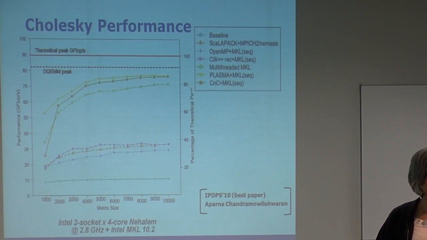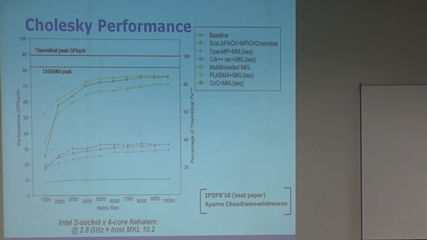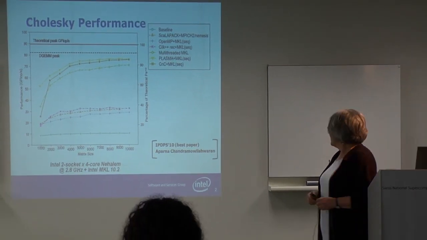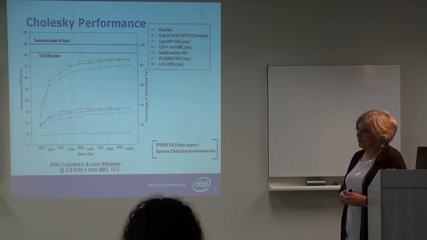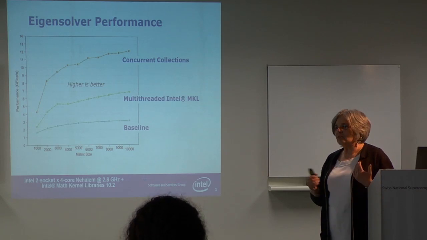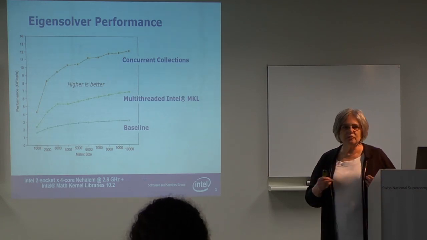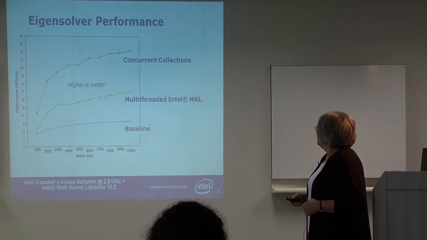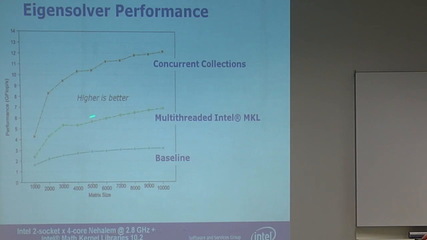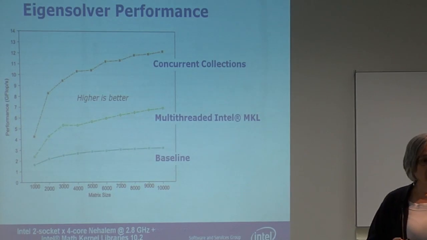PLASMA is being done at Oak Ridge. You probably know about PLASMA. So she won the Best Paper Award at the recent IPDPS this year for this work. Cholesky is a piece of the eigensolver, so it's used, I think, three different times within the eigensolver. So the eigensolver is quite a bit bigger. And here's the baseline, here's multi-threaded MKL, and here is Concurrent Collections. So it performs well.